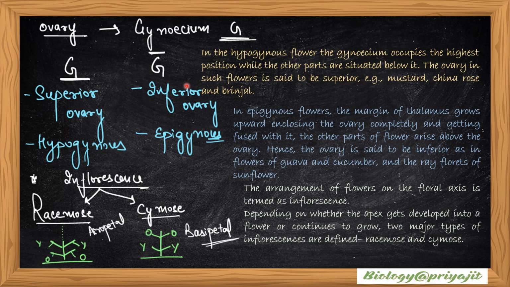Now we'll discuss the ovary. The gynoecium is represented by capital G. If G is underlined, the ovary is called superior, and if there is a line above the G, it is called inferior. In the case of a superior ovary, the flower is called hypogynous, and in the case of an inferior ovary, the flower is called epigynous. So what happens in a hypogynous flower? The gynoecium occupies the highest position while the other parts are situated below it.